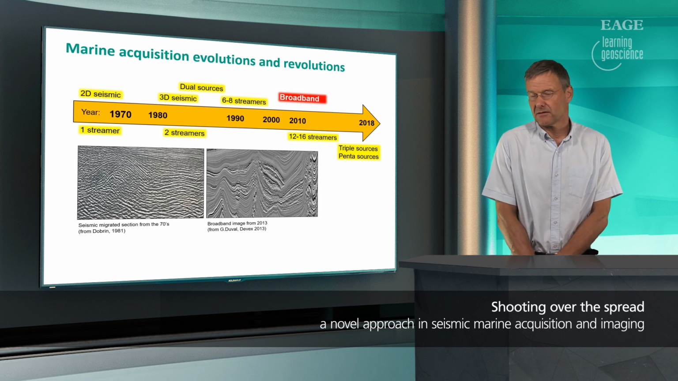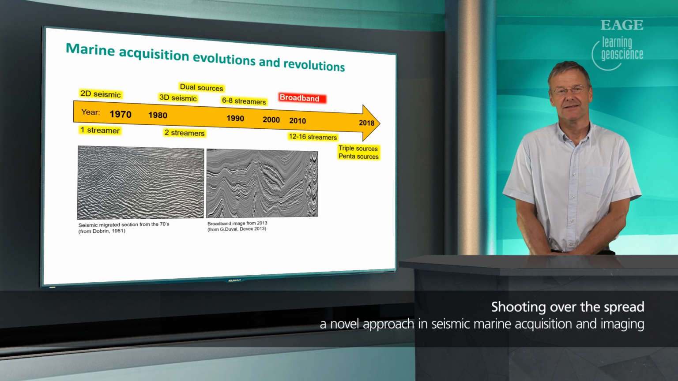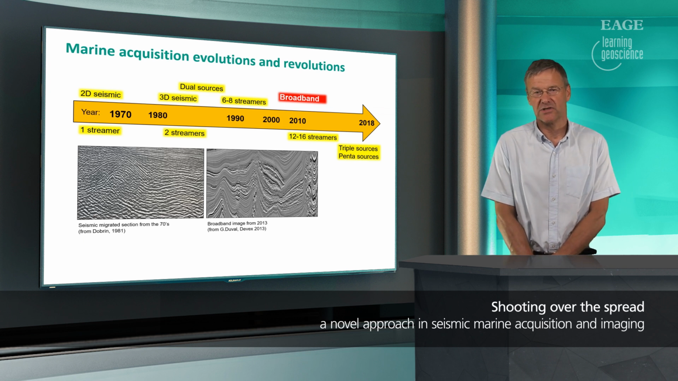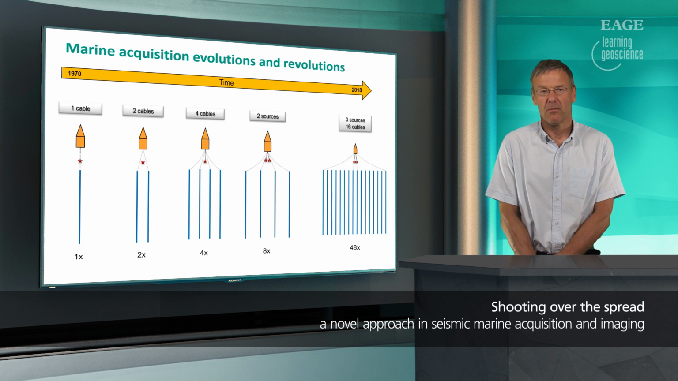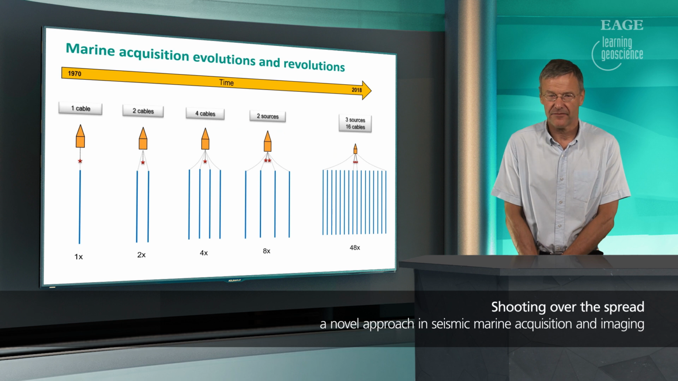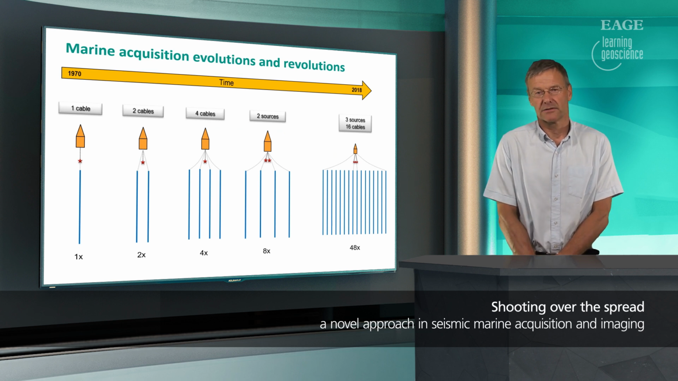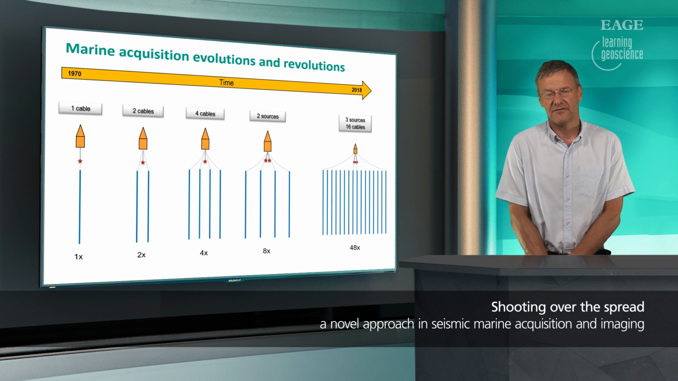And the quality of images has improved enormously, like the one on the lower left there from my textbook in the 80s, which shows an image at that time compared to a more modern high definition broadband image from today. It's been a journey from very sparse, low density acquisition on the left with 1 cable to today's ultra-modern, ultra-dense acquisitions on the right, which are also much more effective and efficient.